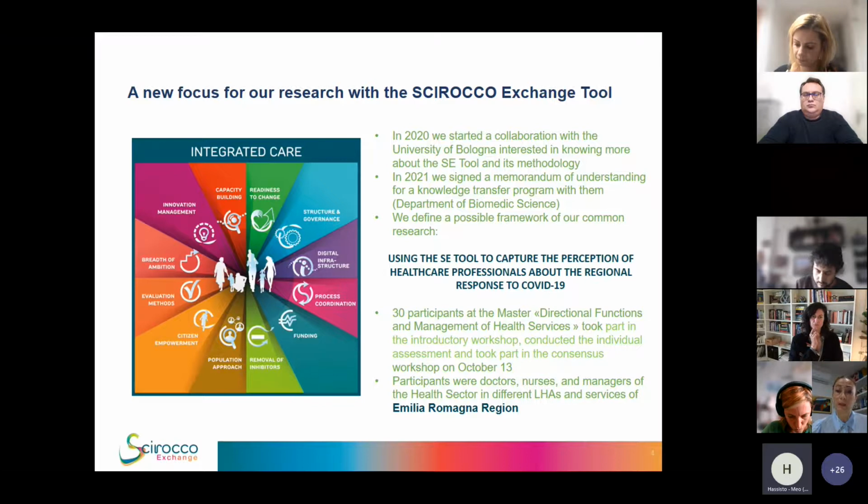So with the participants of a master of the Bologna University, that is the Master in Directional Functions and Management of Health Services, we organized an introductory workshop about the tool and the methodology, and then they conducted the individual assessment, and then also attended a workshop that we call in our methodology the consensus workshop on October 13. Participants were doctors, nurses, and managers of the Emilia-Romagna region from different local health authorities and services of the health sector.